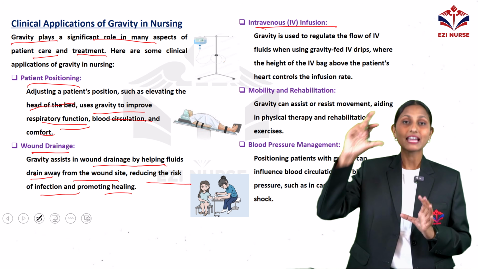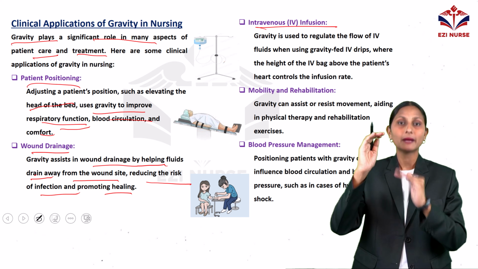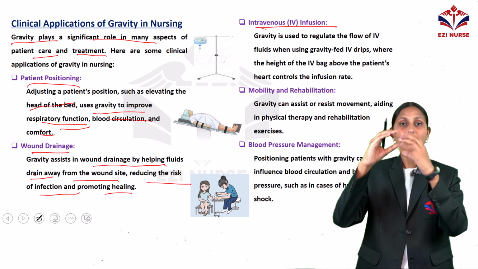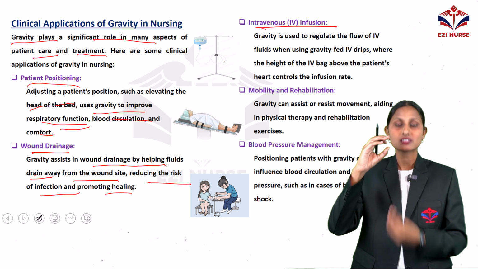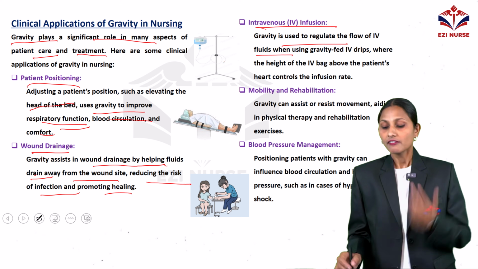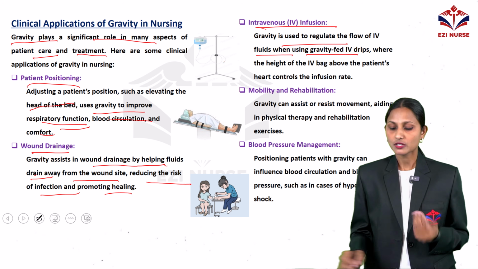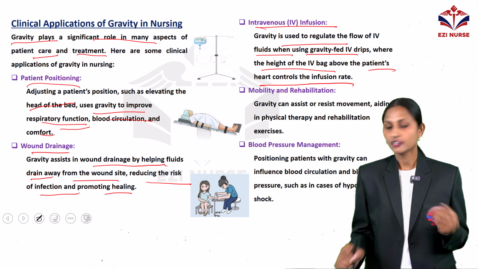So there is an IV bottle. The IV bottle will be placed above the height of the bed, and because of that, only because of gravity, the fluid will come down through the IV set. So gravity is used to regulate the flow of IV fluids when using gravity-fed IV drips, where the height of the IV bag above the patient's heart controls the infusion rate.